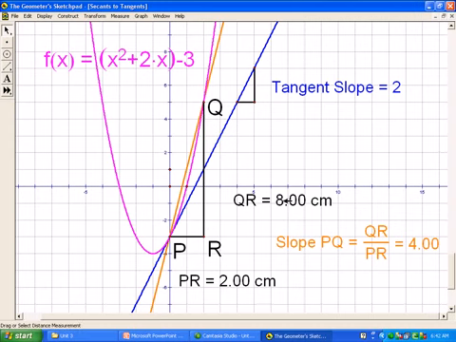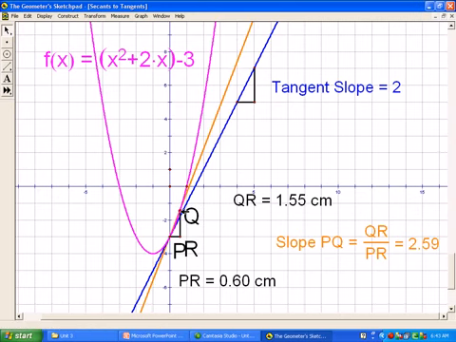Now if I take that point Q and move it down along the curve, notice the secant line is looking more and more like the tangent line. And if I take that point Q and move it even more, notice that the secant is looking a lot like the tangent, and notice that my slope is getting closer and closer to the tangent line slope. And if I take that point Q and make it really, really close, it's so close now that the secant looks almost identical to the tangent. And notice that my slope, 2.03, is actually pretty close to the real tangent line slope.